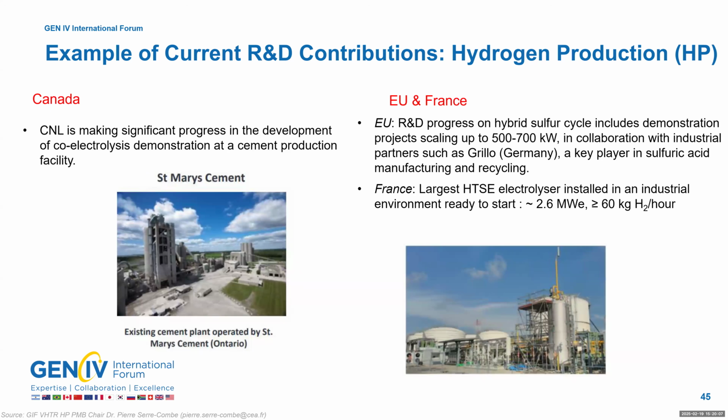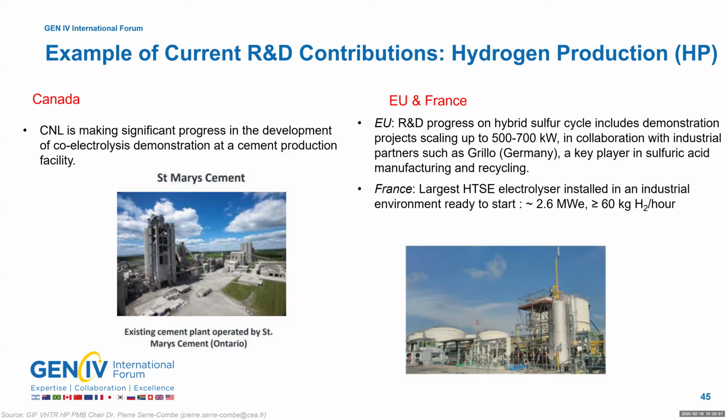On the hydrogen side, two examples here from Canada and the EU and France. On the Canadian side, CNL is making significant progress with a co-electrolysis demonstration at a cement production facility in St. Mary's. On the EU side, they're looking at the progress on the hybrid sulfur cycle. They have a couple of demonstration projects, scaling up right now in the 0.5 megawatt range, where they partner with industrial companies such as Grillo in Germany, a key player in sulfuric acid manufacturing and recycling. So again, a very nice connection to the chemical industry being explored.